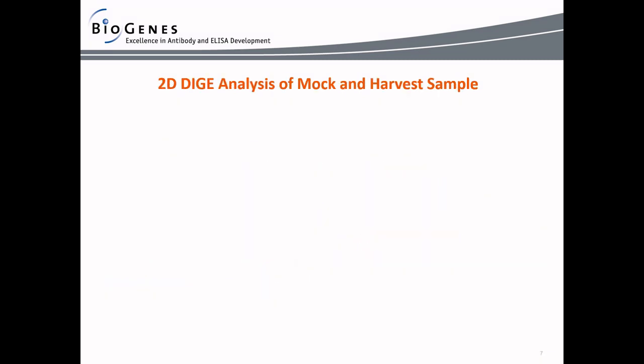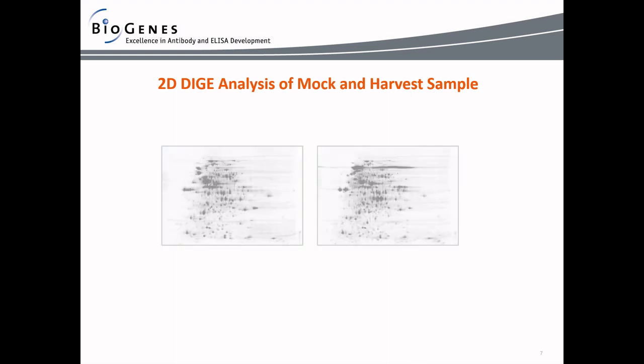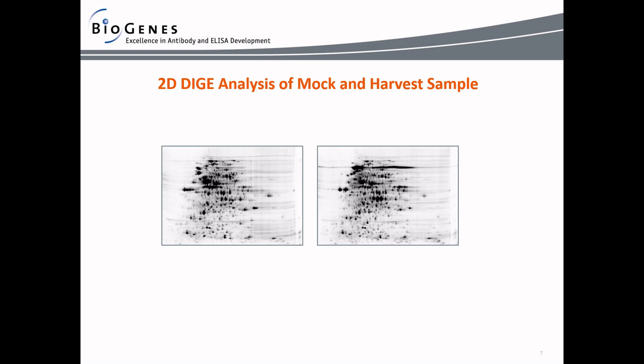To evaluate whether the mock materials successfully represent the HCP composition of the product containing harvest sample, comparative 2D DIGE analysis can be performed. For this purpose, the two samples are fluorescently labeled and subjected to the 2D SDS-PAGE, and an internal standard is also included, which is labeled by another fluorescent dye and allows for the reliable overlaying of the two gels to compare the two samples.